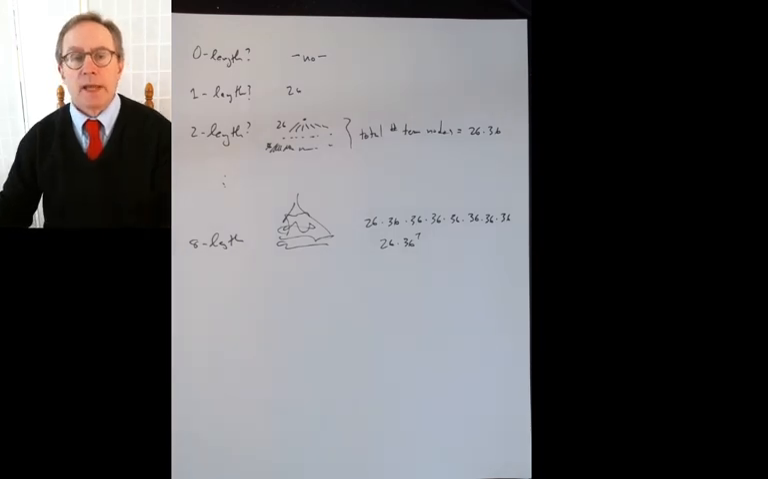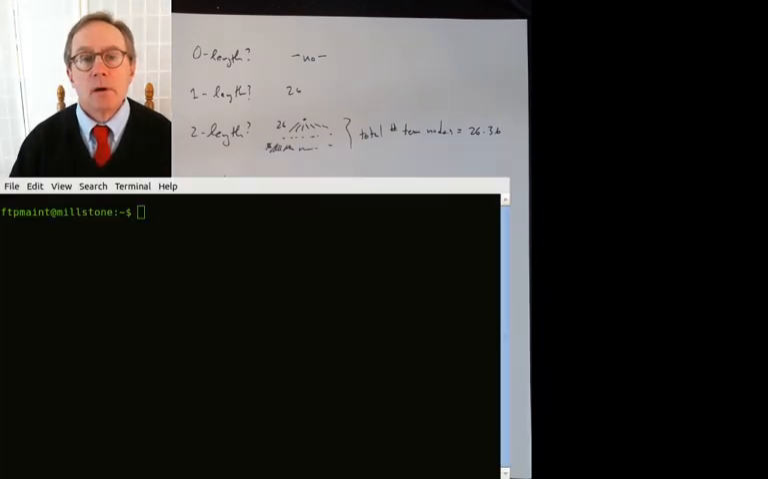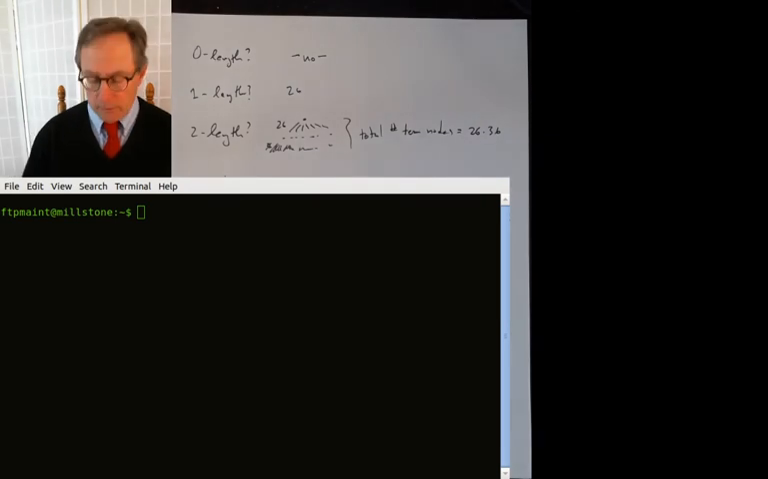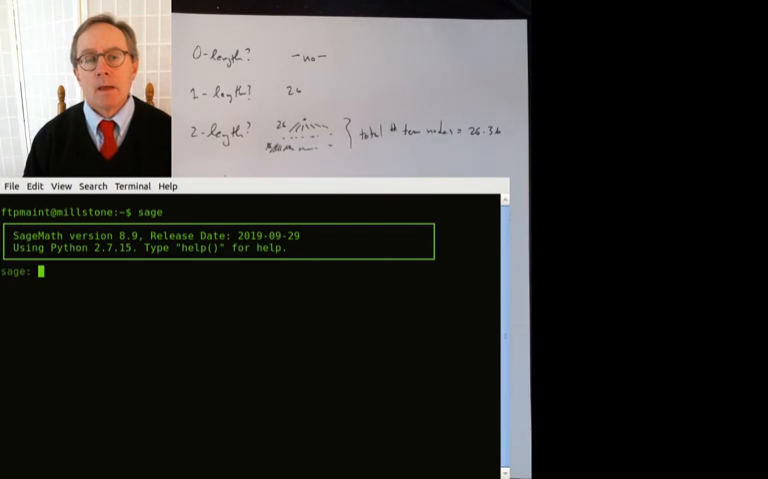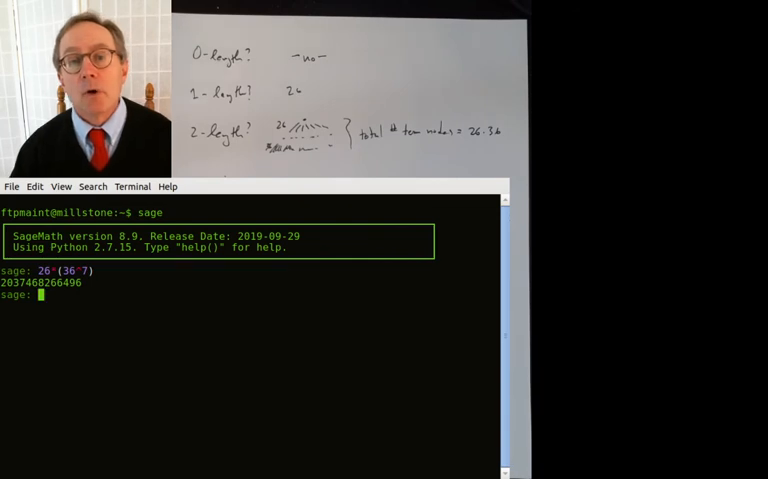That's a lot. Let me count that. So I'm going to use Sage here, the calculation software. And I'm going to ask it, what is 26 times 36 to the 7th power? And that's a lot of passwords. I don't know how many. So let's see. 1, 2, 3, 4. I don't know. It's a lot. That's all I know.